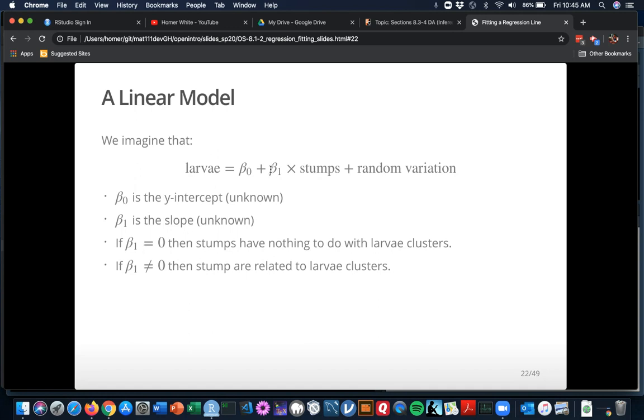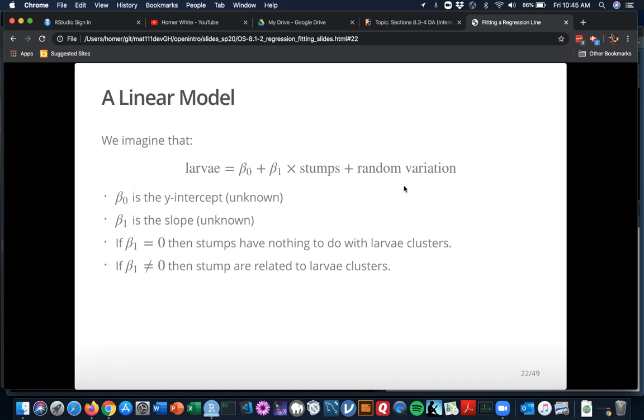Now, if that number beta 1 were 0, then no matter whether the number of stumps is large or small, the product here would be 0. And so the number of stumps wouldn't be able to have any effect on the number of larvae clusters. The number of larvae clusters would just be this beta naught number plus the chance variation in how things work out in a plot.